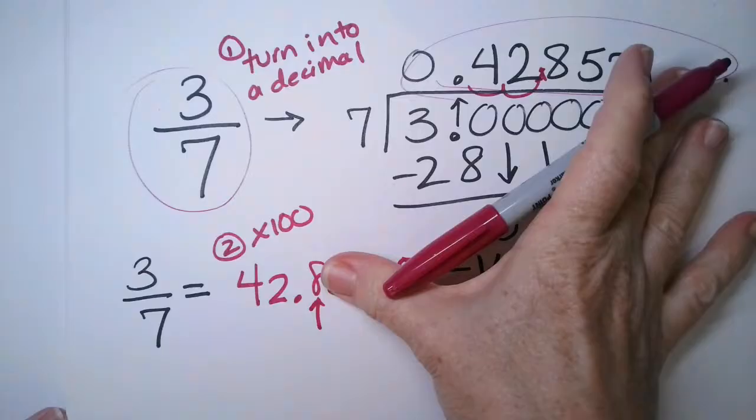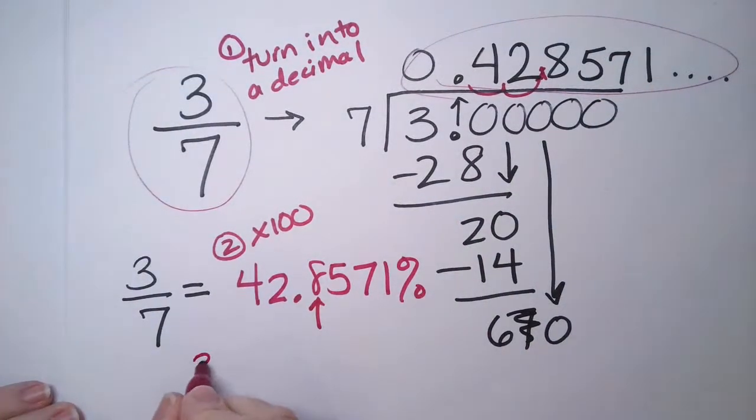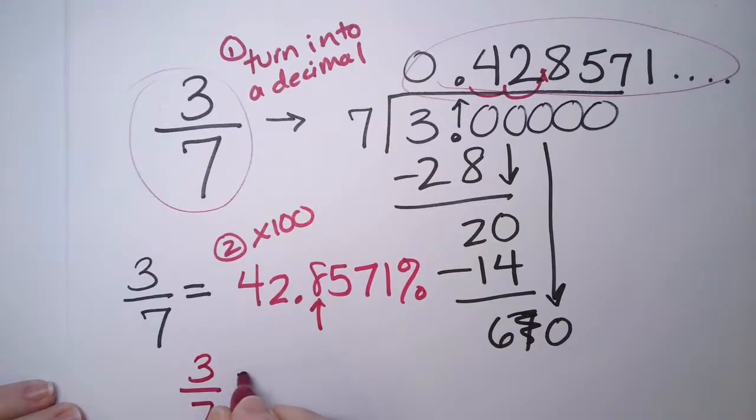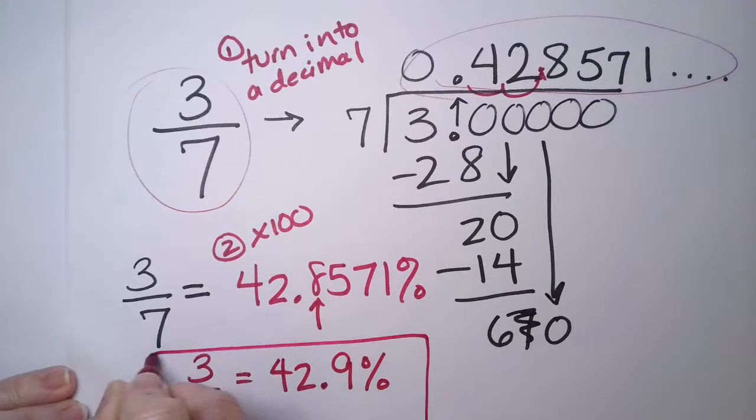So we cover everything up, but we peek. That's a 5 and above. So this actually gets bumped up. So 3/7 is 42.9%. That's rounded to the nearest tenth.